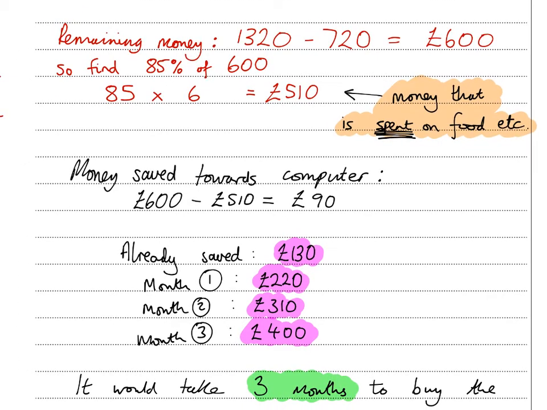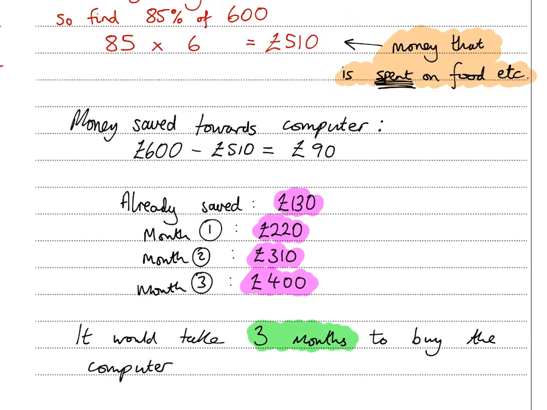And then by the end of month 1, which is hopefully going to pop up on the screen in a second, I'm going to have 220 quid because I'm just adding 90 every time. Then at the end of month 2, I'm adding 90 again because she saves 90 quid a month. You get 310. And then at the end of month 3, it's going to be the 400 quid. So it's going to take 3 months to buy the computer.